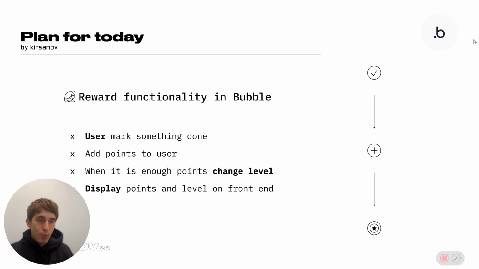So what is it? For example, user marks something done. It can be task, it can be anything. You add points to a user. When it's enough points, you change level and you display points and level on the front end.